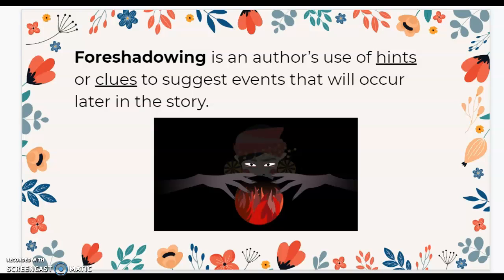Before we start, it is important to know the definition of the literary device we'll be analyzing. So, what does foreshadowing mean? Foreshadowing is an author's use of hints or clues to suggest events that will occur later in the story. For example, a fortune teller might use foreshadowing, warning that a short lifeline is a sign of some impending disaster.